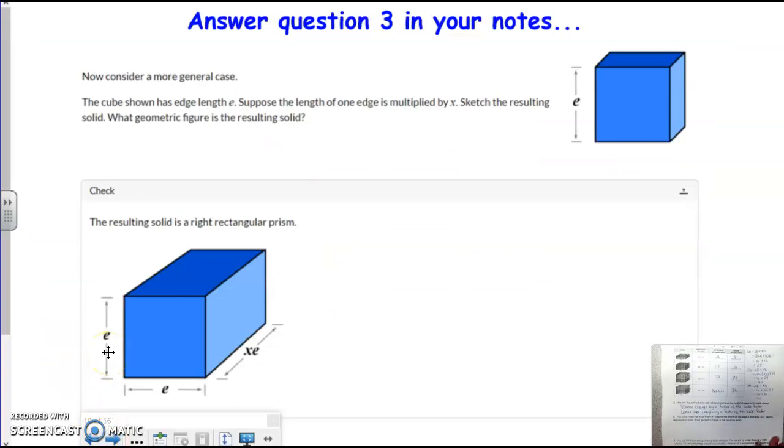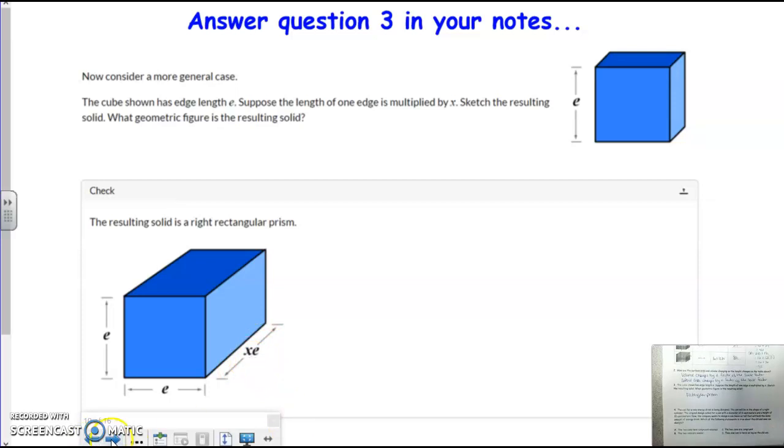Now, if we take this cube and we again just change one dimension, it says, what would be the resulting solid? Well, if we just change one end, now we're going to have a rectangular prism. And again, the volume's just going to change by a factor of x, and then the lateral area will change by a factor of x.